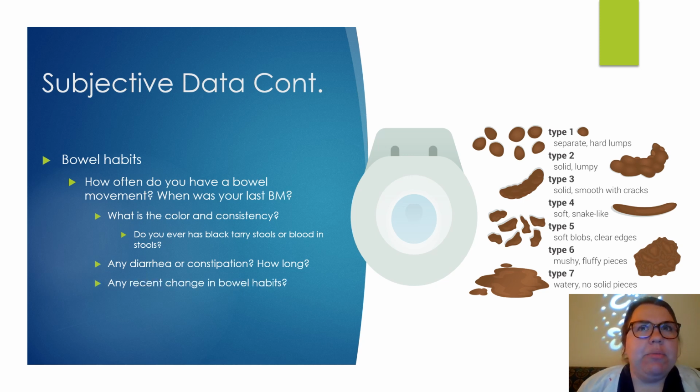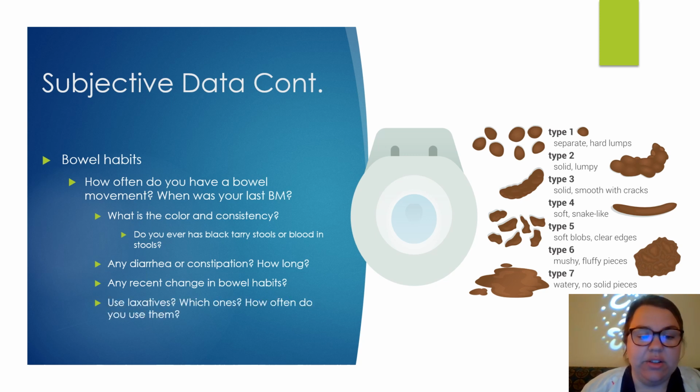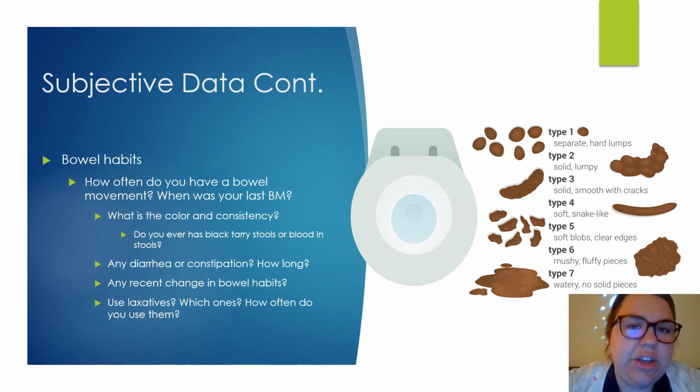And you'll get more information related to the constipation and the diarrhea depending on what they're eating. Any changes in their bowel habits? So they usually go every day, but then the last 5 days they haven't gone at all? Do they use laxatives? Which ones? How often do they use them? And if they're using laxatives chronically, that can cause constipation.